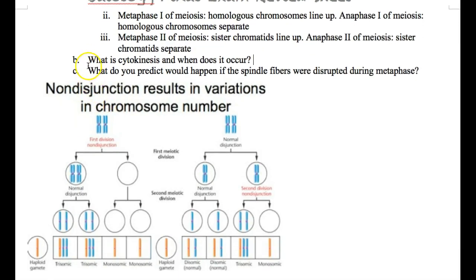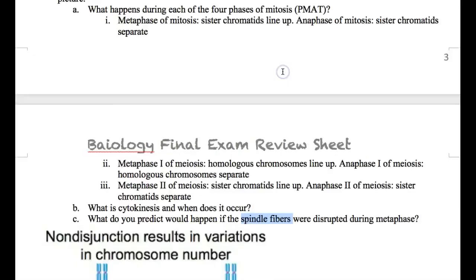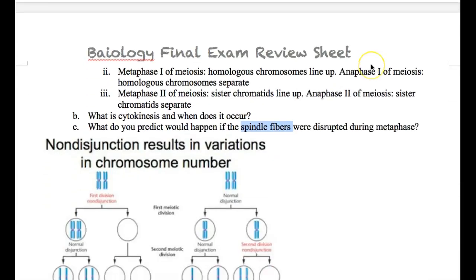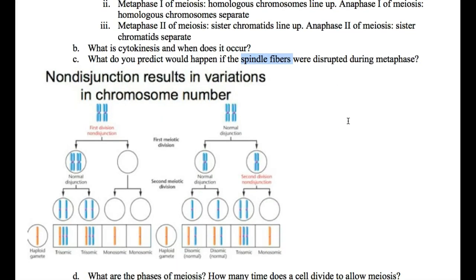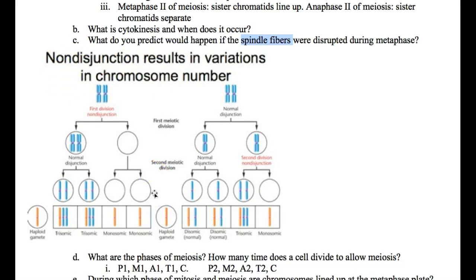What would happen if the spindle fibers, the little pulleys, are disrupted during metaphase? What happens if they don't separate the sister chromatids or homologous chromosomes correctly? Then you'll get something called non-disjunction. Non-disjunction will result in a wrong number of chromosomes within the daughter cell. So for example, right here we start with 2 chromosomes, and in the end, in all of our daughter cells, we should end up with 2 chromosomes. But the result is right here, we have a not normal amount of chromosomes.